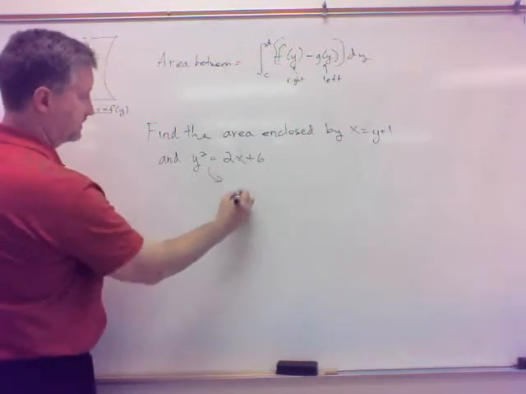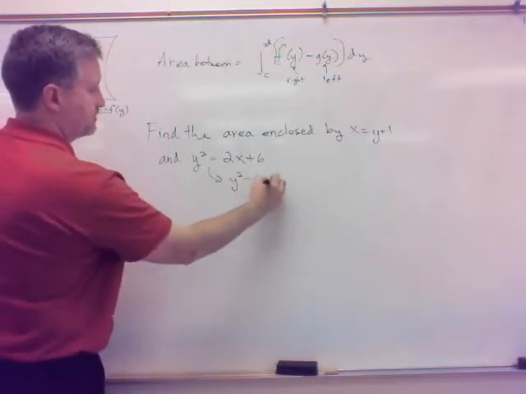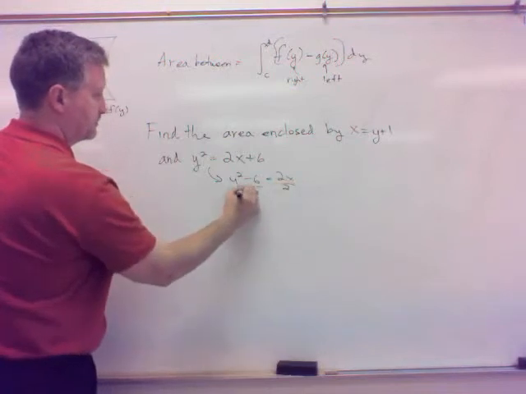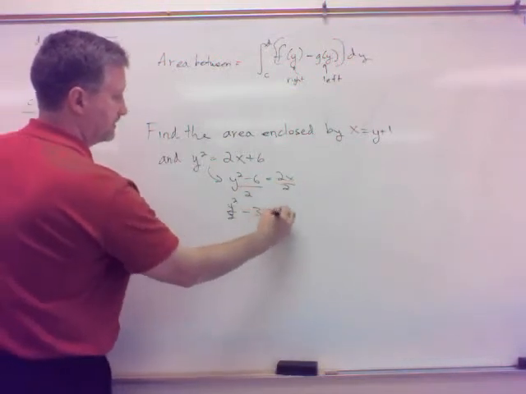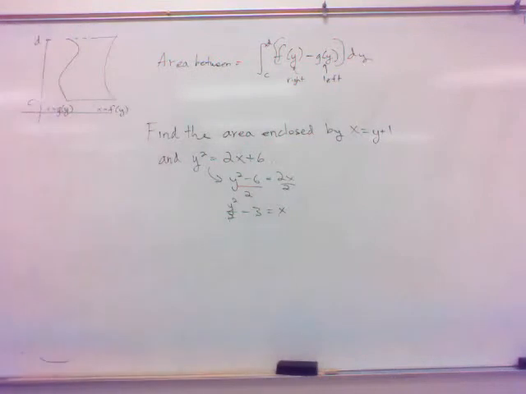How would I do that? Well, subtract the 6, divide by 2. So let's call it y squared over 2 minus 3 equals x. So we get both of our equations as x equals equations. In other words, functions of y. All right, and we'll also see that this is the best way to go because of the way the picture, the graph turns out.